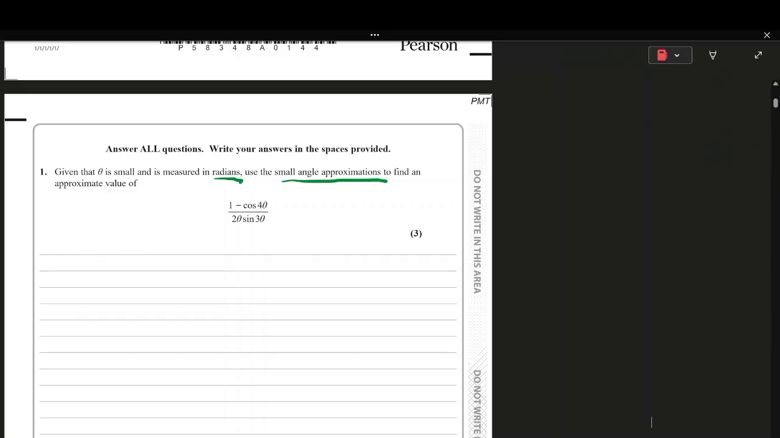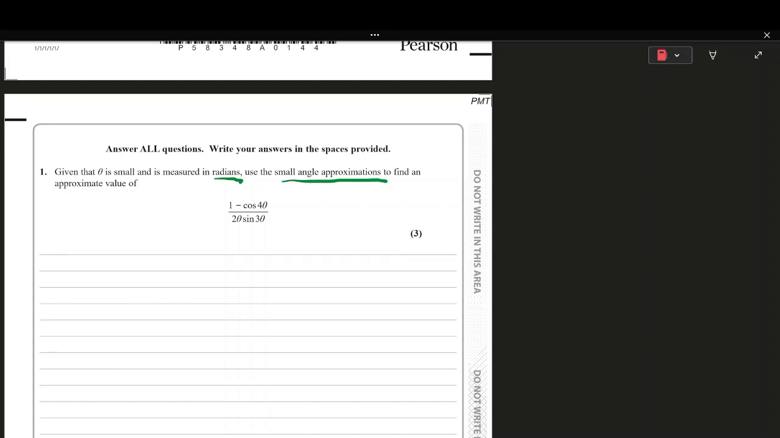Right, so question 1 of the 2018 Edexcel A-level paper 1. Given that theta is small and is measured in radians, use the small angle approximations to find an approximate value of (1 minus cos 4 theta) over (2 theta sine 3 theta).